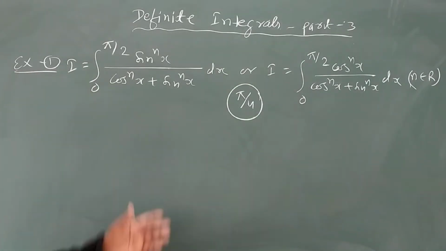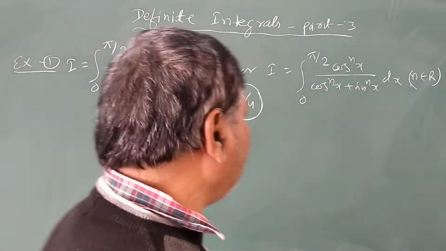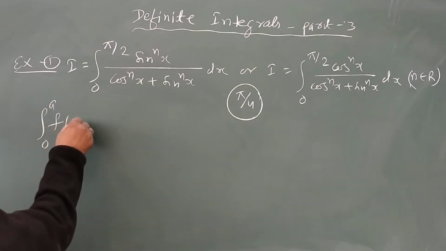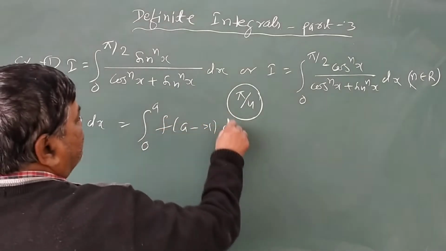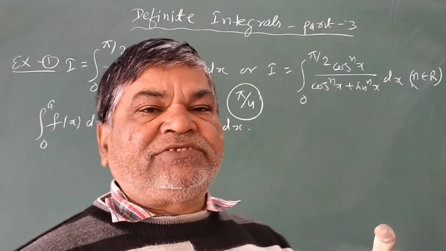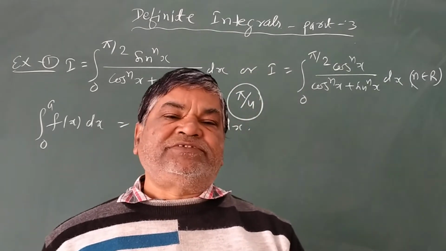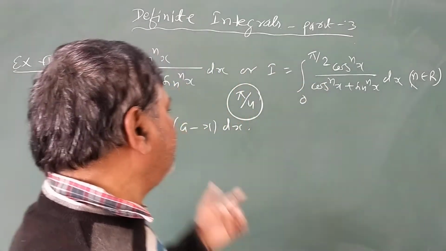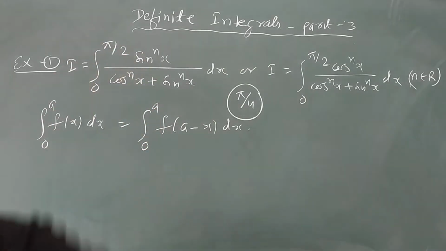So, how to sort out this type of question? By using properties of definite integral. We know the property of integration: integral from 0 to a of f(x) dx equals integral from 0 to a of f(a minus x) dx. This property is used in solving up to 90% of the questions of definite integral. 90% of definite integral questions always start from this property. So, how do we use this property in this question?